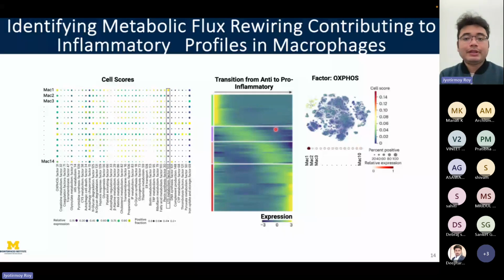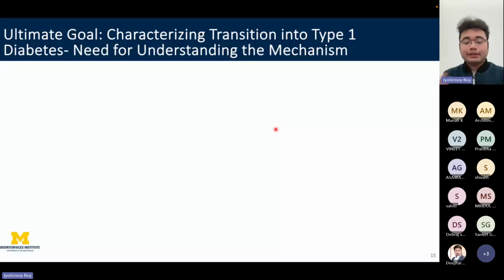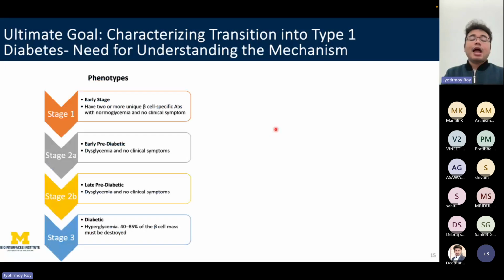Before wrapping things up, I would like to once again give you an idea of why we are doing this, what the big picture is. Currently out there in the clinic, the way they have defined stages of type 1 diabetes is as follows. Stage 1 is the early stage. Stage 2A is the early pre-diabetic stage, where there is some sort of dysglycemia. Dysglycemia means the blood glucose levels are not normal. They are not too high, but they are not normal, just to put it in simple terms. But there are no clinical symptoms.